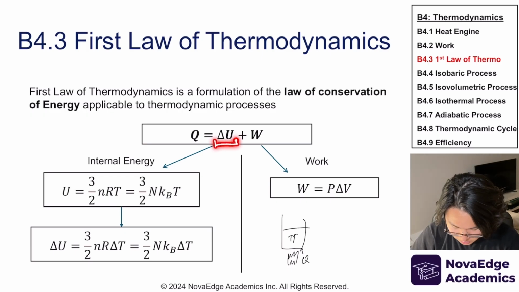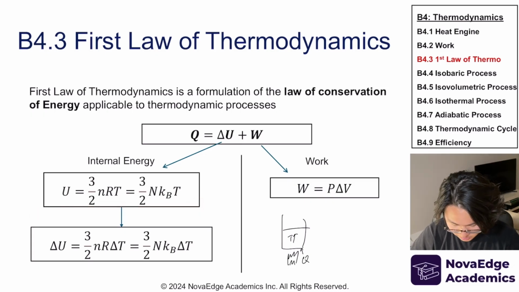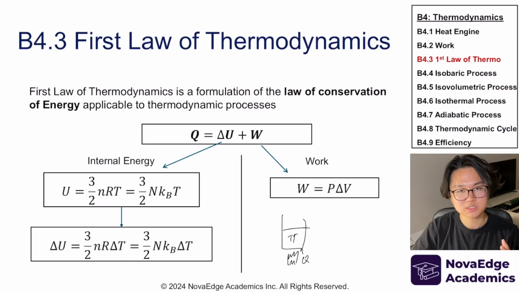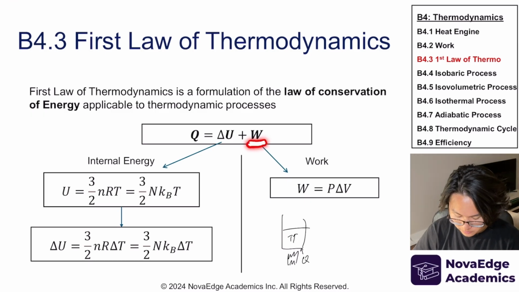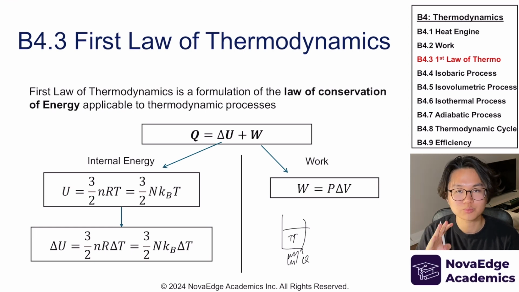The change in internal energy is quantified by 3 over 2 nRT, or 3 over 2 N times kB times T. The change of internal energy is dependent on the change in temperature. So if the heat being put into the system causes a change in temperature, there's a change in internal energy. You also have work being done. That's something we've already talked about. So heat can change the temperature, or change the volume. And we're going to talk about 4 main thermodynamic processes, and why they're important.